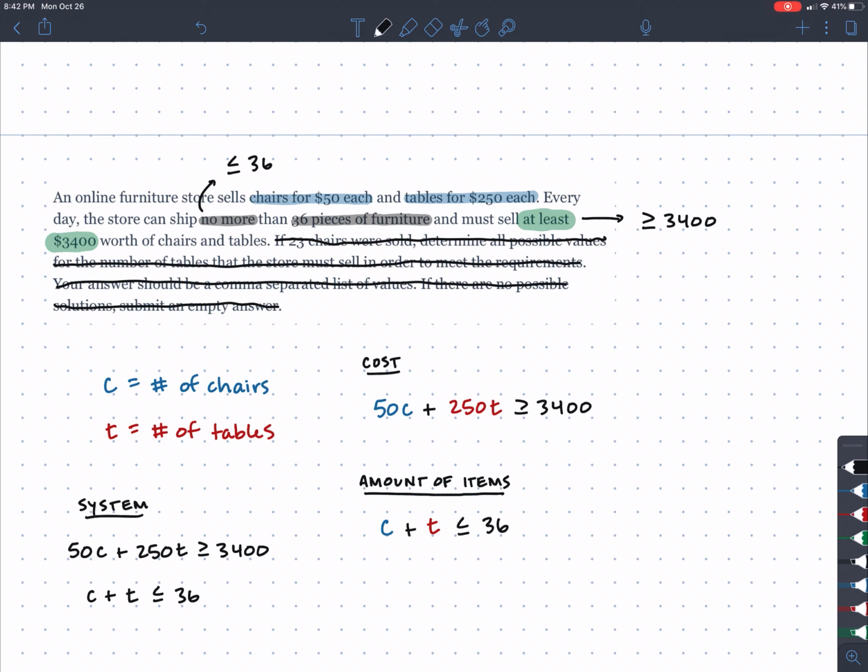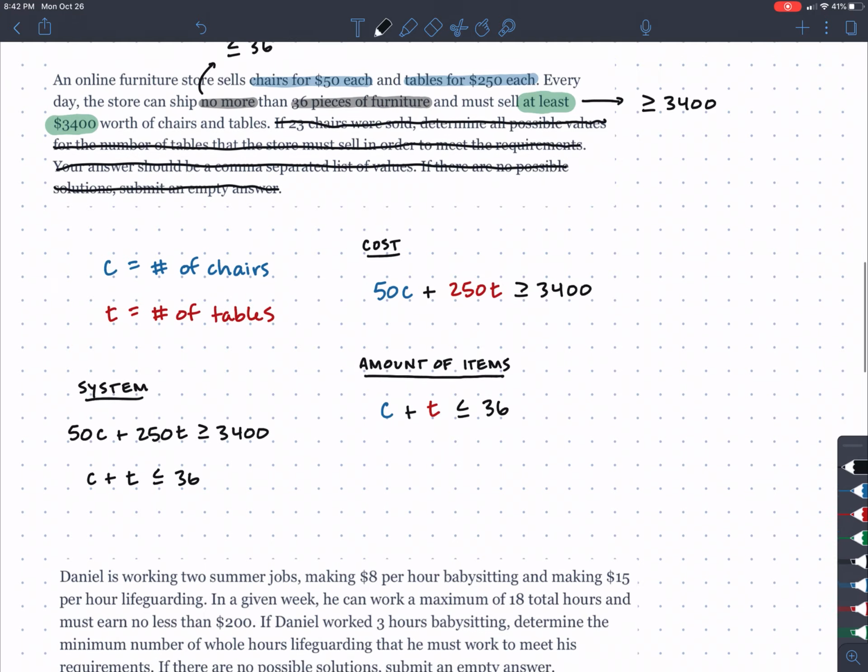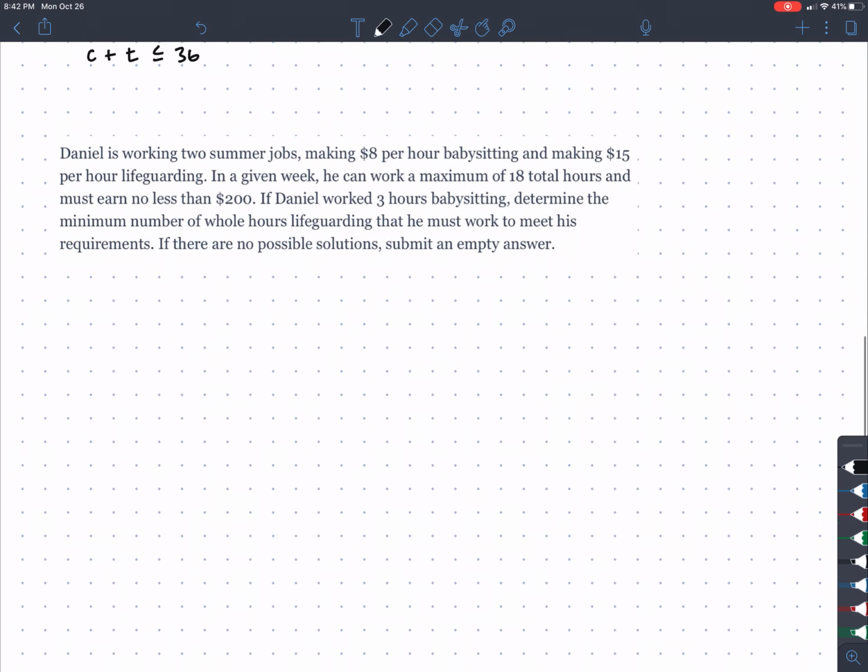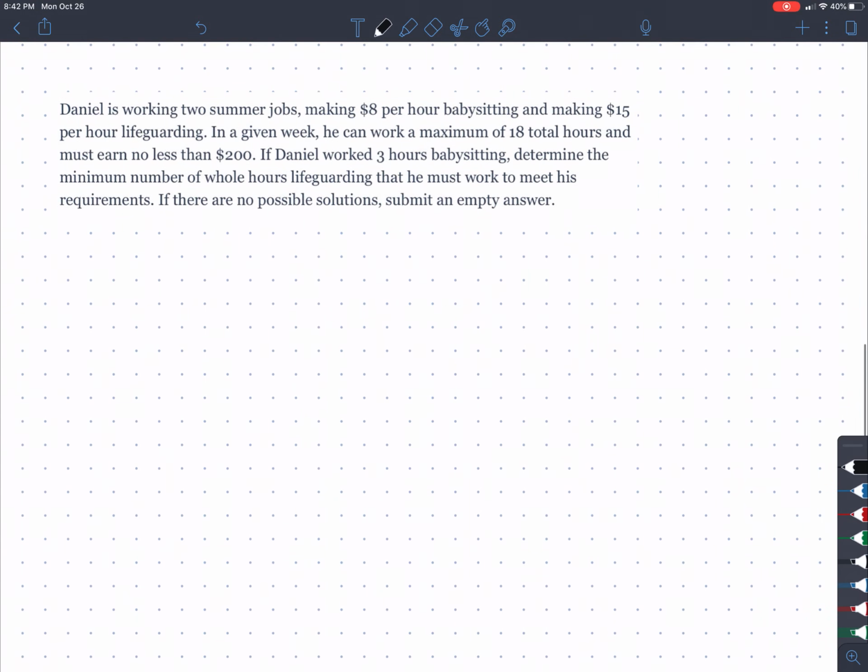All right, so I'm going to look at the next problem. I want you to pause this problem, try it on your own, and then once you have tried it, unpause and see if you got the right answer. Again, I'm not going to worry about this part of the question. We're just going to worry about setting up our system.